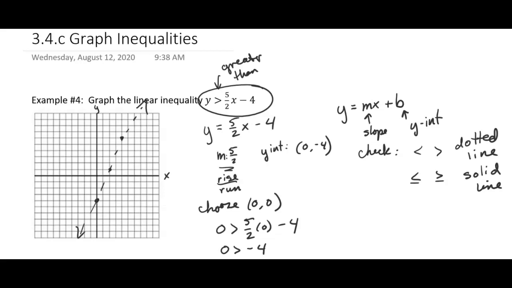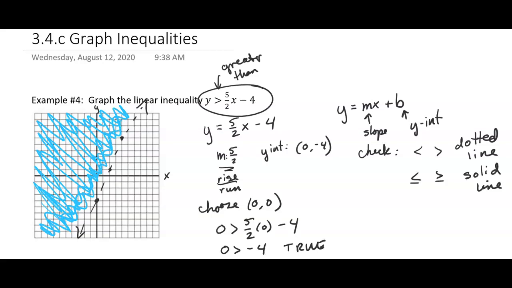And then I have to stop and say, is that true? Is 0 greater than negative 4? Yes, that is true. So that means we're going to shade the point (0, 0). Here's the point that we tried, (0, 0), and it worked. So we're going to color all of this area over where that point is. It's like volleyball. That person that hit the ball, (0, 0), they got the point, and so the whole team gets the point.